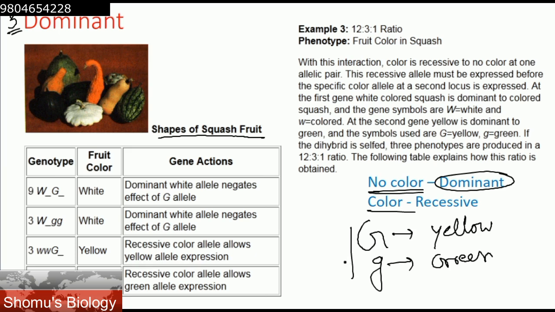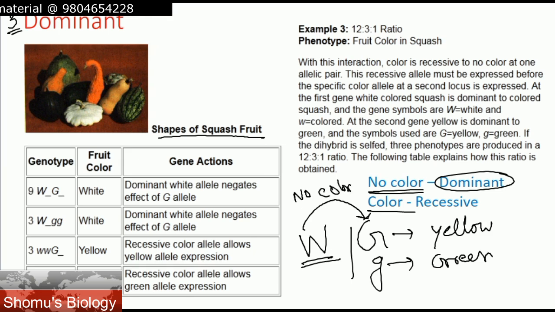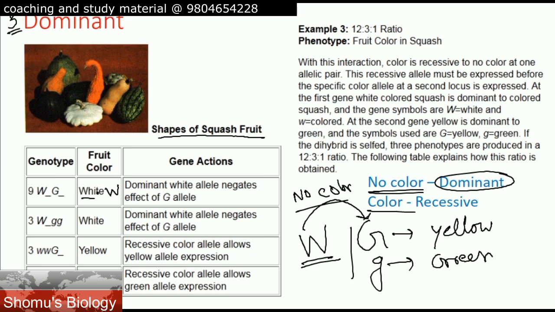But if capital W gene is present, capital W is epistatic gene over capital G. So if capital W is present, no color will form because capital W means white. Got it? So capital W is the epistatic gene, capital G is a hypostatic gene in this case. And capital W is dominant over even the dominant form of this G. Got it? So 9, where capital W, capital G both are present, what will be the color of the fruit? What will be the color? White. Why? Because capital W is present. Does not matter whether capital G is there or small g is there, it will always turn it into white.